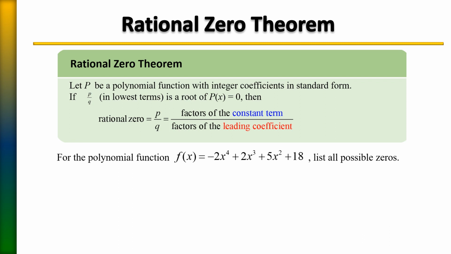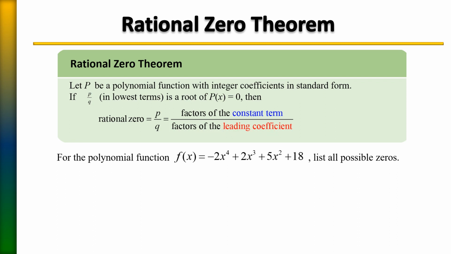So here we're given the polynomial function and asked to list all possible zeros. So for this polynomial function, p, the top number, stands for factors of the constant term. The constant term is always the term in the back, the last term. It's the term that does not have a variable. q is going to be factors of the leading coefficient.